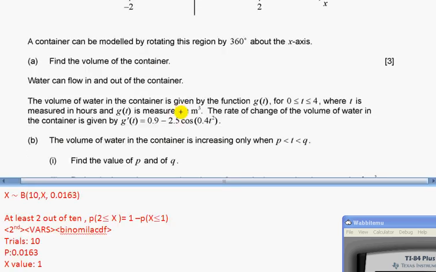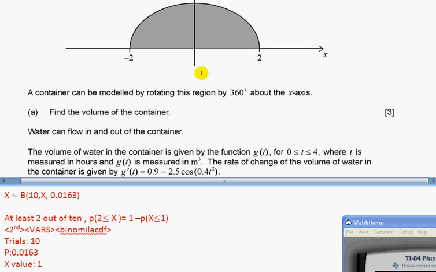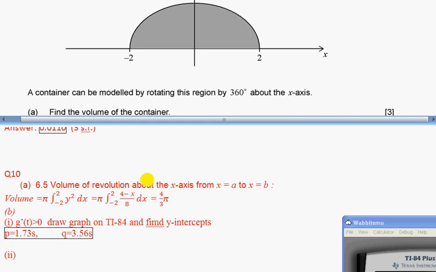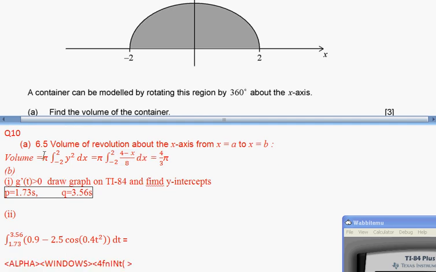Okay, question 10. So section 6.5, volume of revolution about the x-axis from A to B is given by this formula. So integral, and we get 4/3 pi.